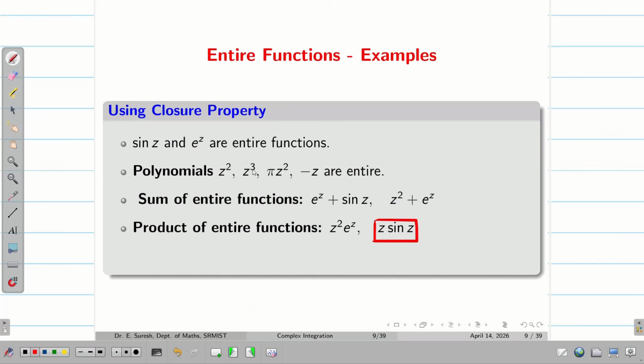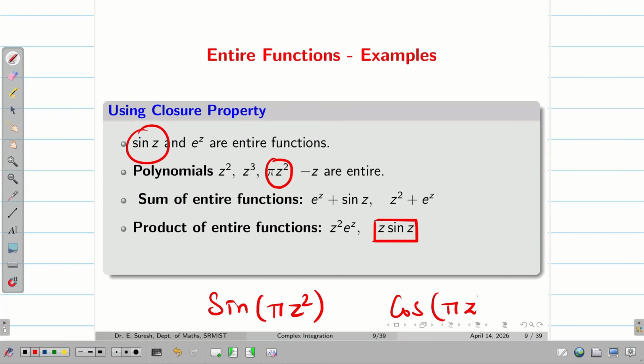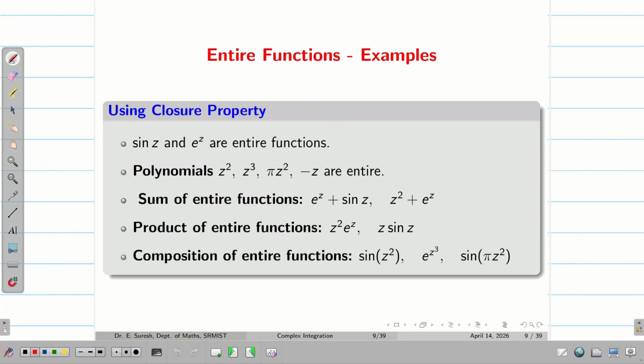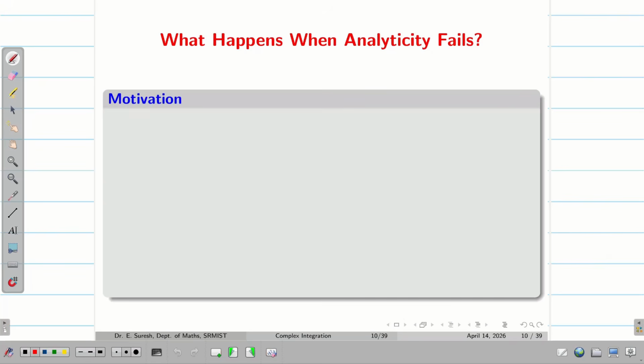Composition: suppose we take pi z square and sin z. Sin of pi z square is an entire function. Similarly, cos of pi z square is also an entire function. If you add these two, this is also an entire function. Hope you understand.